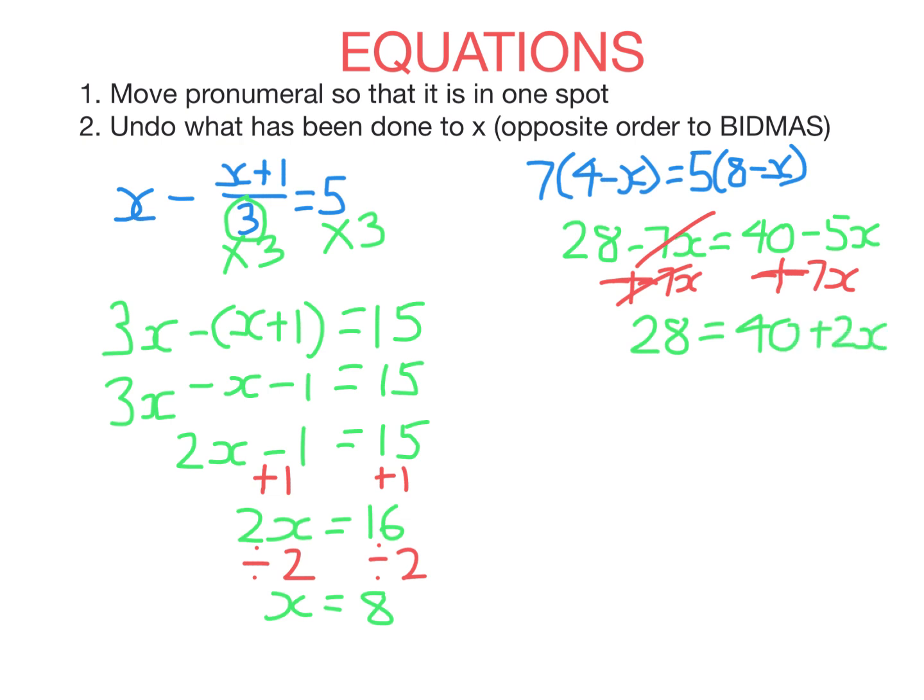So now I'm going to undo what's been done to x in the opposite order to BIDMAS. I'm going to subtract 40 from both sides and then divide each side by 2. So I end up with x equals negative 6. This is the solution because if I substitute here and here, I get a true statement. I get 7 times 10 equals 5 times 14. That's true. Let's now look at a worded problem.